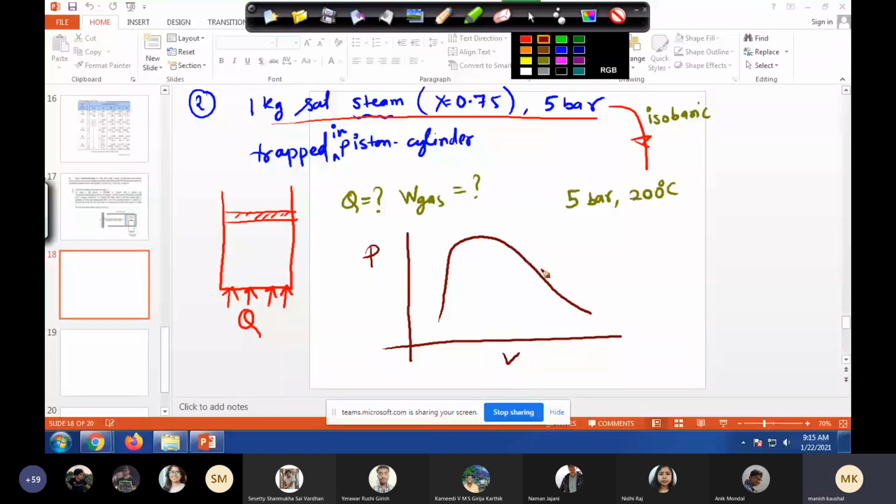Can you tell me, Pooja, how we can find out the temperature for stage 1 quickly? From the saturated steam table we can find it out, because its quality is 0.75. Yes, good. So that is 150 degrees Celsius. You can check 150 degrees Celsius Tsat. So there is an isotherm.